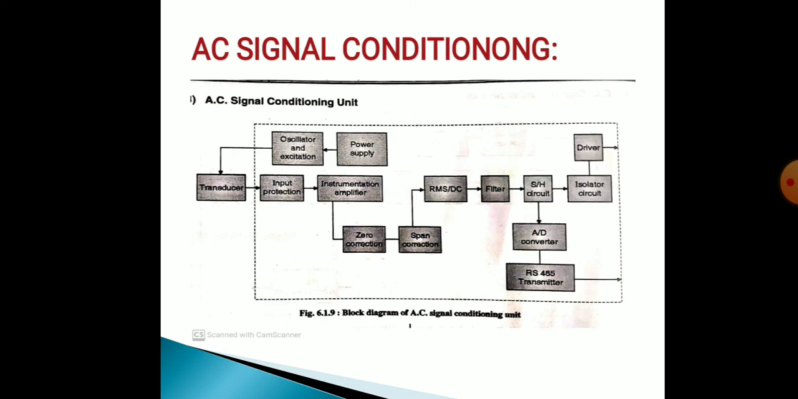Excitation voltage. This block gives the necessary operating supply to the transmitter or transducer for its operation, that is conversion of physical quantity into electrical quantity. An excitation frequency of 1 kHz to 10 kHz is normally applied.